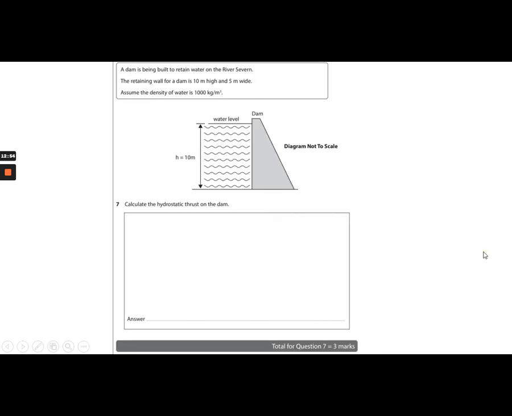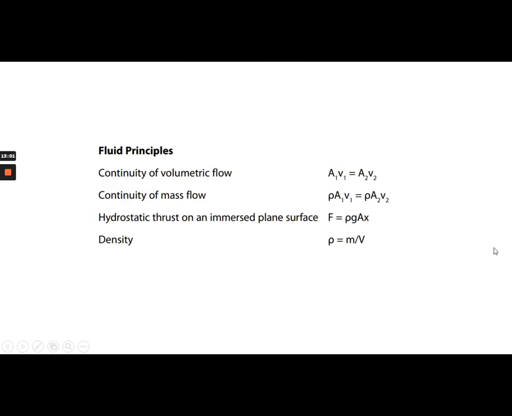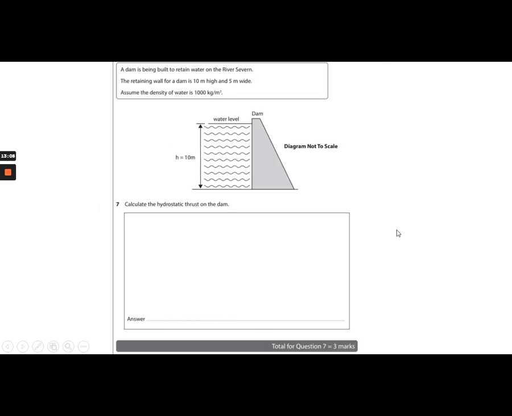There's your mark scheme. Okay, another dam question. Just simply asking for the hydrostatic thrust on the dam. Again, straight to fluids. Third one down, hydrostatic thrust on immersed plane surface, rho g A X. Rho is your density, 1000. G, 9.81. A, 10 times 5. X, halfway up, 5. Okay, it's hydrostatic thrust, which is a force. Your units are newtons.